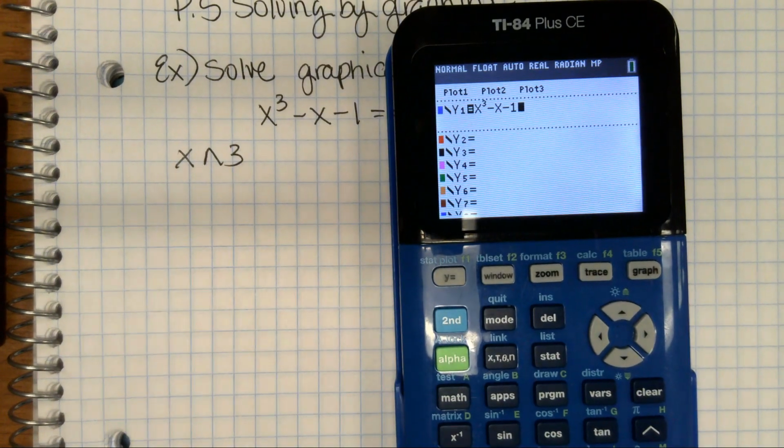These are all things that could be syntax errors. That's the bummer about the graphing calculator. You can get a lot of syntax errors. All right, are you with me?